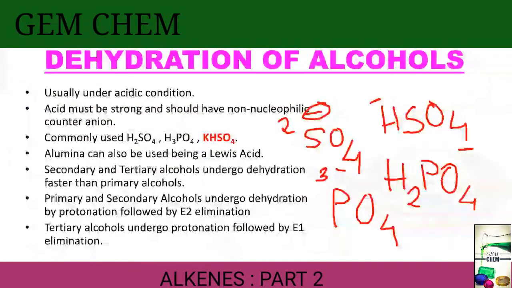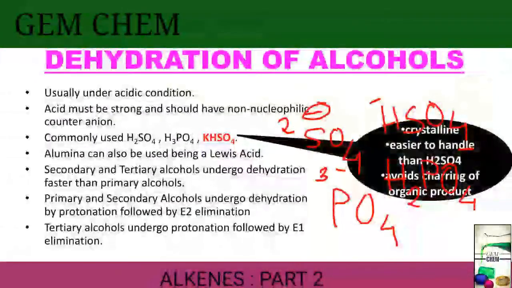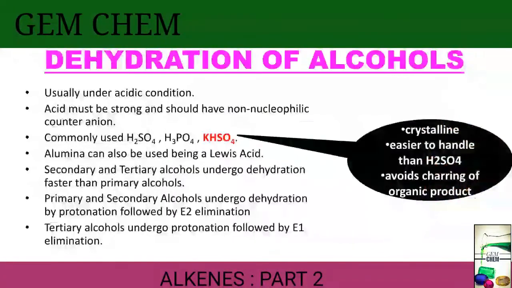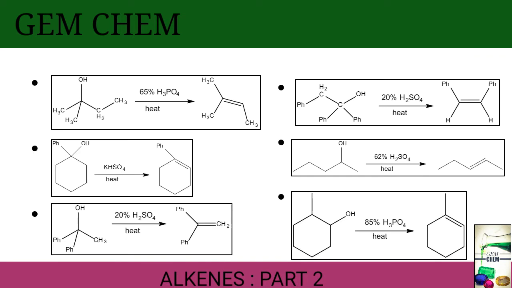Now let us see. It states that KHSO4 is more utilized because it is crystalline and easier to handle than sulfuric acid, whereas it avoids the charring of the organic product, that is, black product formation due to the charring method. So this is the utility of using KHSO4. Now let us see a few reactions.